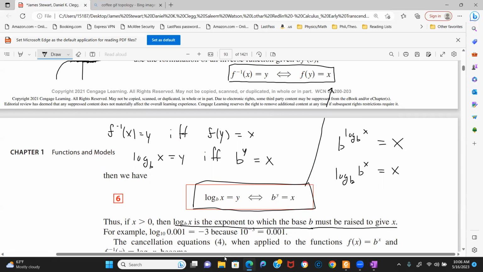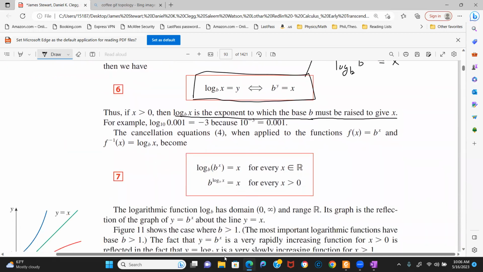That's all these are. That's all that these say. And here we go. There's the cancellation properties. In the one case, x can be any real number because b to the x is defined for any real number. For the other case, though, x has to be positive because when you evaluate log base b of x, it has to be a positive number.